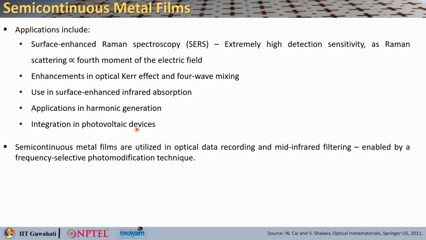Semi continuous films can be made very easily using the normal deposition techniques that we discussed, but near the critical fraction, where it changes from a dielectric to a metallic kind of material, is where a lot of interesting optical phenomena take place, and you can use those for making all these different applications.